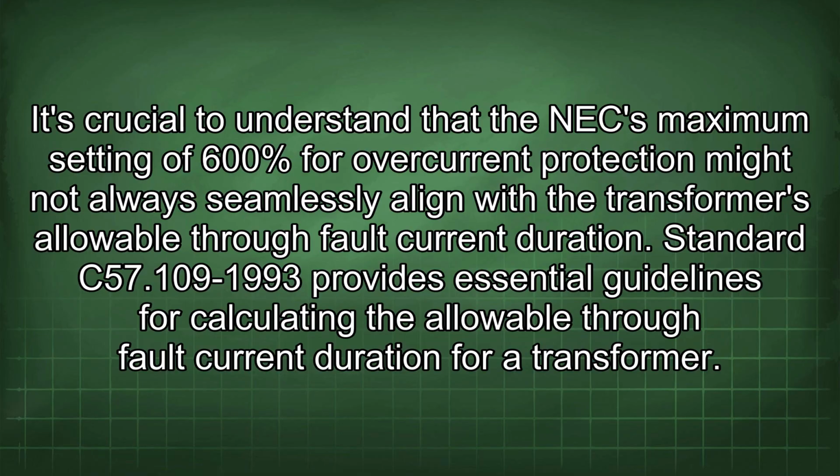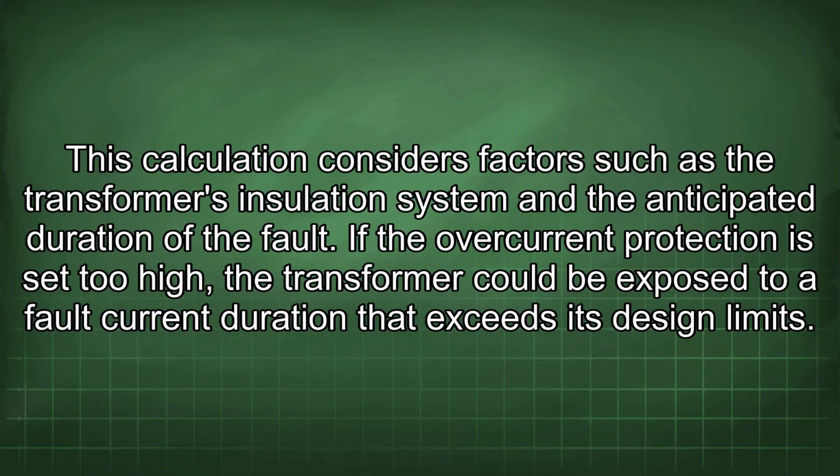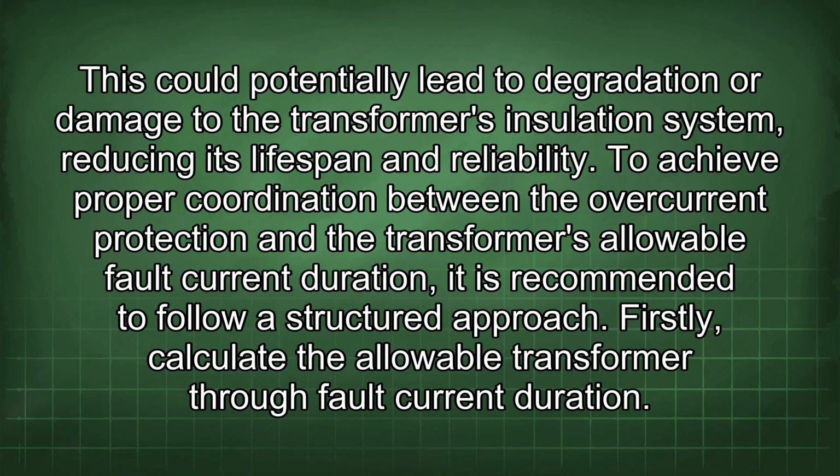Standard C57.109-1993 provides essential guidelines for calculating the allowable through fault current duration for a transformer. This calculation considers factors such as the transformer's insulation system and the anticipated duration of the fault. If the overcurrent protection is set too high, the transformer could be exposed to a fault current duration that exceeds its design limits. This could potentially lead to degradation or damage to the transformer's insulation system, reducing its lifespan and reliability.